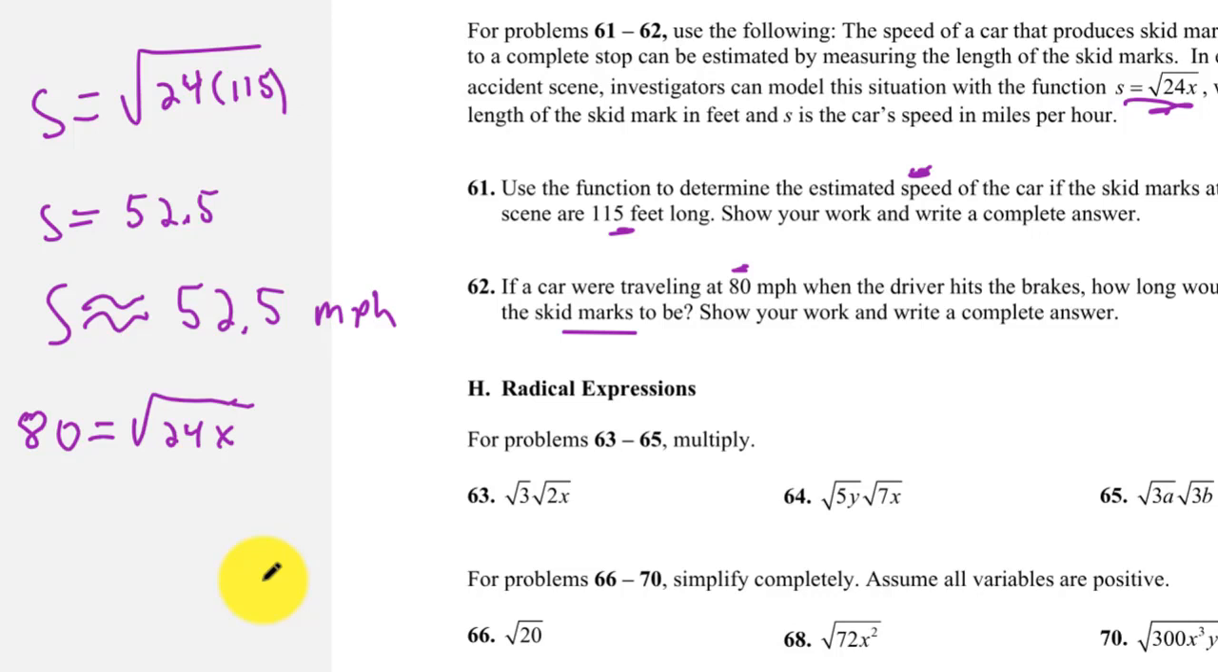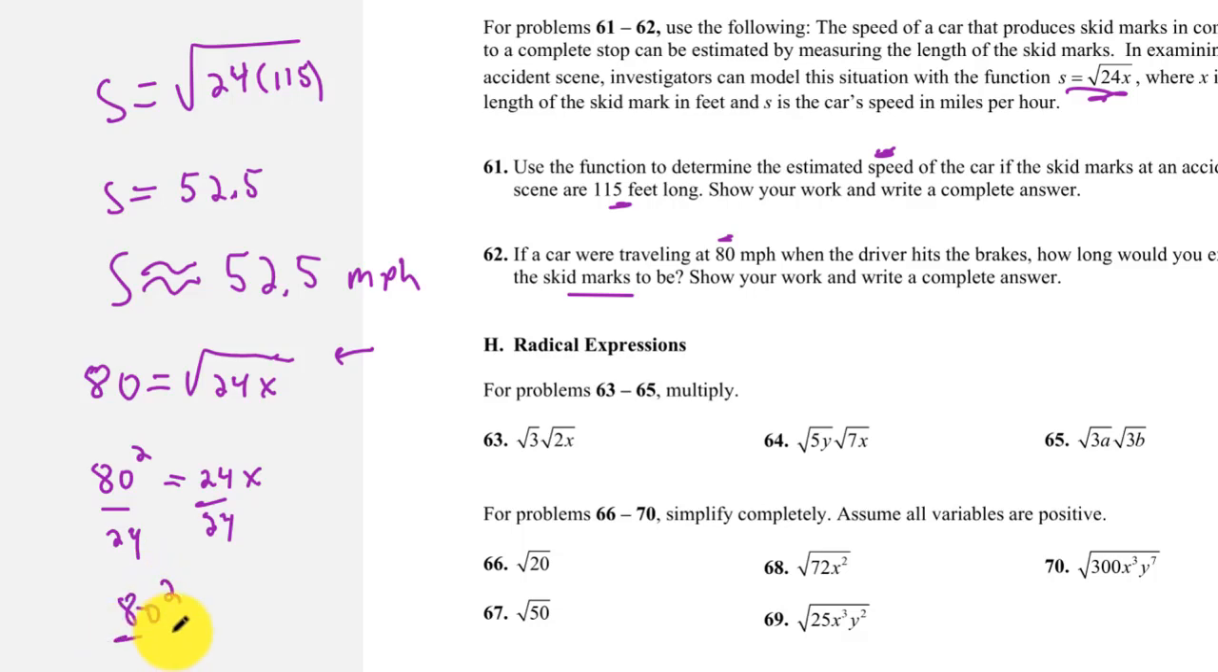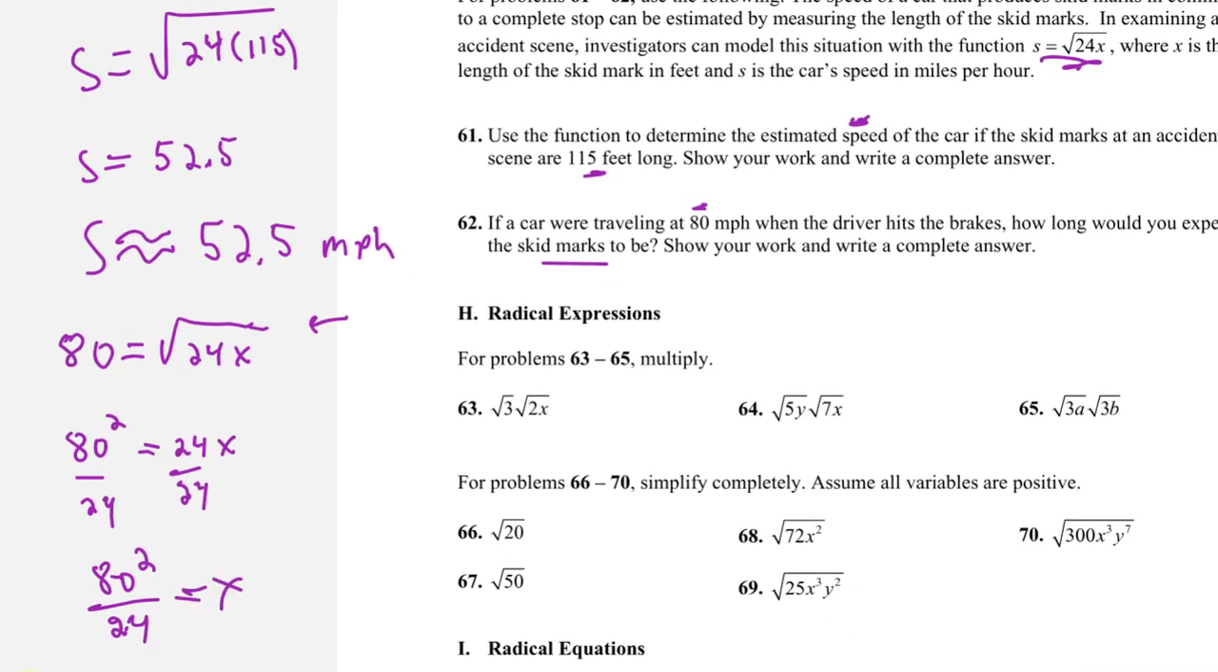We could square both sides of the equation. So I could do something like 80 squared equals 24x, because when we square a square root, it has the effect of removing the square root or radical sign. Then to finish the problem, we would divide both sides by 24. So we have 80 squared over 24 equals x.